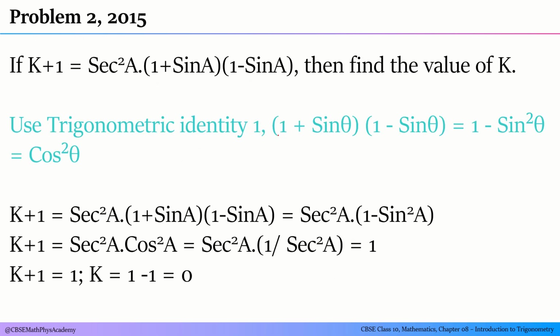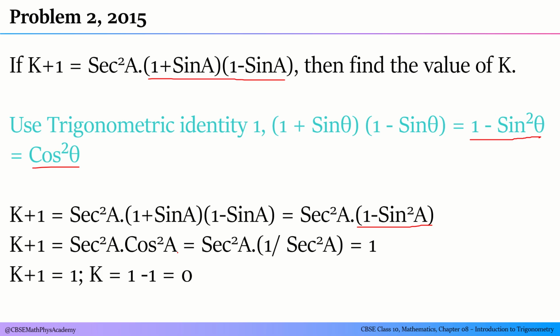So using trigonometric identity 1, this (1 plus sine A) into (1 minus sine A) becomes 1 minus sine square A, which is nothing but cos square A. So I'm going to substitute that here. K plus 1 is equal to secant square A into 1 minus sine square A, which is nothing but cos square A. So k plus 1 is equal to secant square A into cos square A.